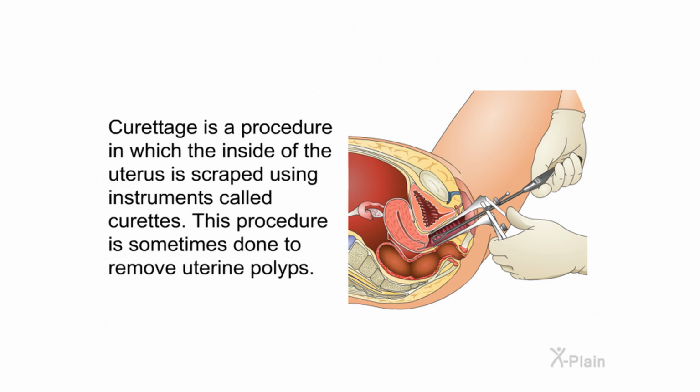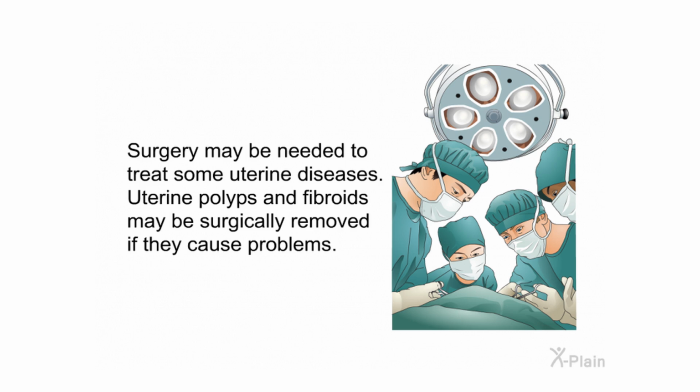Curettage is a procedure in which the inside of the uterus is scraped using instruments called curettes. This procedure is sometimes done to remove uterine polyps. Surgery may be needed to treat some uterine diseases. Uterine polyps and fibroids may be surgically removed if they cause problems.